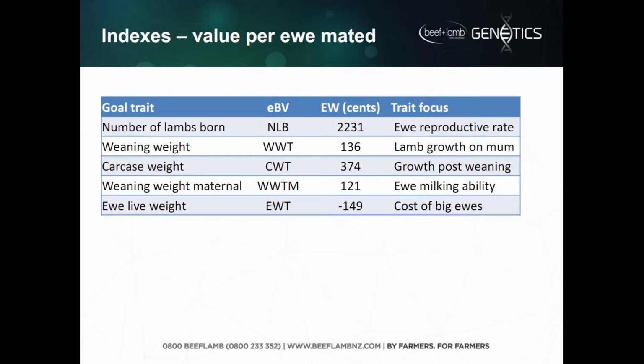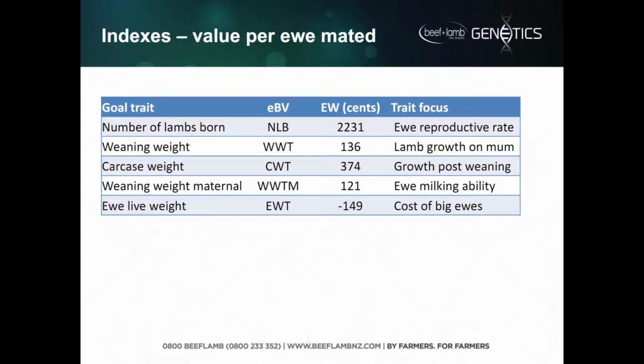So I'm just going to flip straight out. These are a whole lot of cost of productions that have been worked out. These are the index weightings that were redone in 2012. And so if we look at that first one, the economic weight for number of lambs born is set to 2,231 cents. What that says is an extra lamb in your index is worth $22. That's what it's worth per ewe mated. Weaning weight is worth about $1.36 a kilo, and carcass weight $3.74 a kilo.